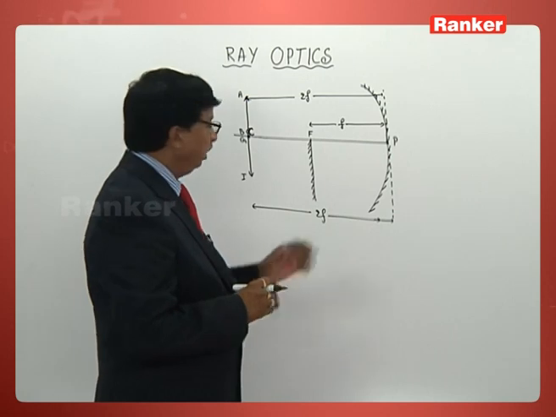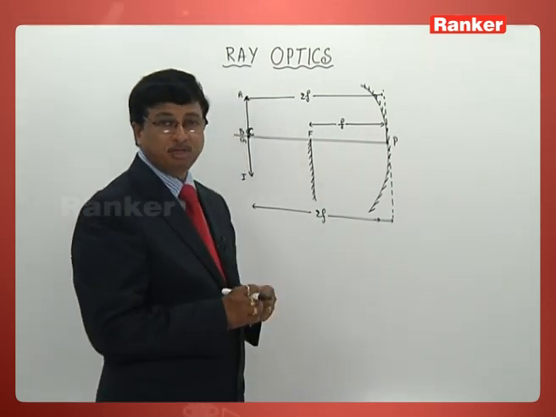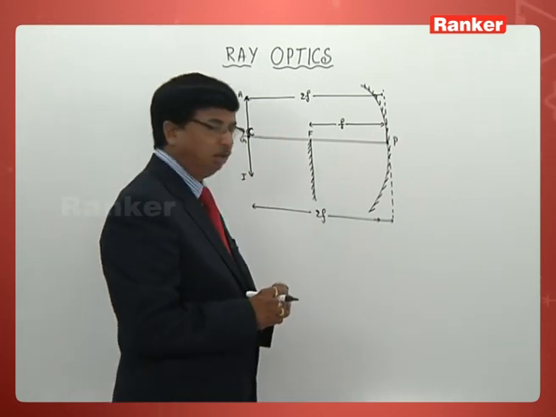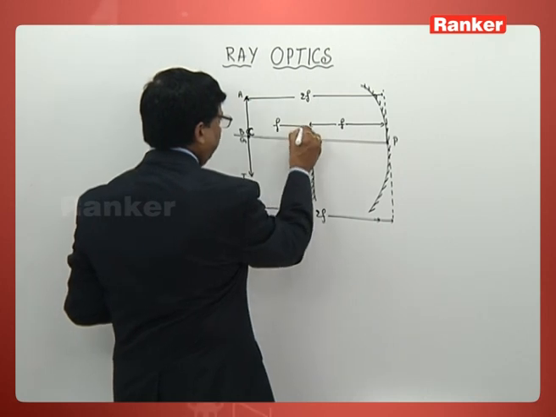Fine. Now we are placing a plane mirror. Where are we keeping that? Right in the middle. So this distance is f, which means this distance will also be f only.